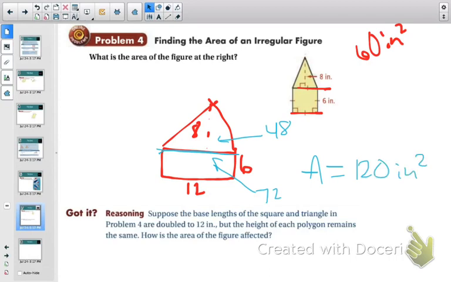So if you double the base lengths, that just doubles the area. If you double the base and the height, okay, you're doubling two things, so that would actually quadruple the area that you're doing. Okay. But if you only double one dimension, like if you just double the base or you just double the height, that's just doubling the whole area.